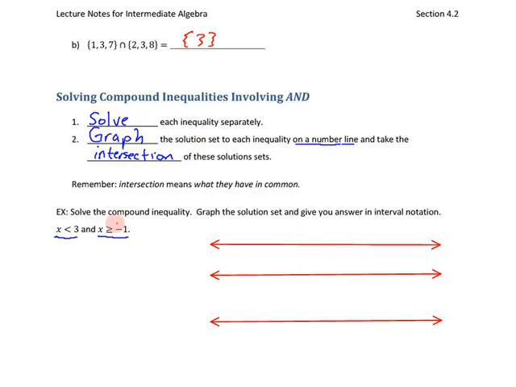So if I said x is less than 3 for the first one, that graphs, if I go here, 0, 1, 2, 3, 4. Less than 3 means parenthesis, because not included, and shade all the way to the left. On the other hand, and I'm going to line these up, so this is still 0 here, x greater than negative 1 is a bracket and shades all the way to the right.